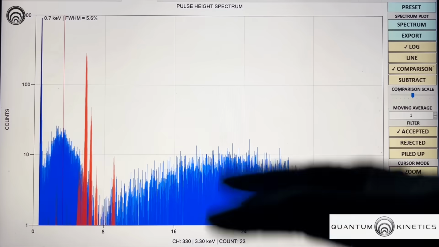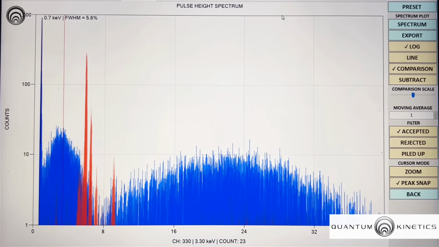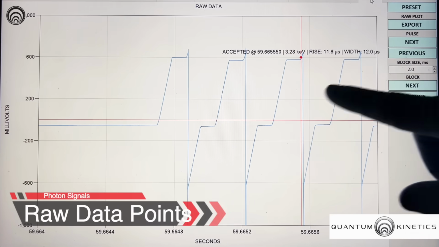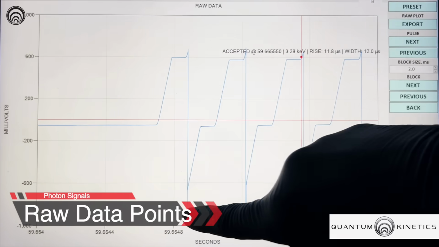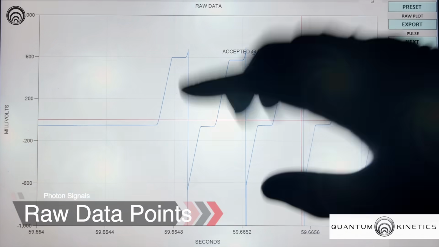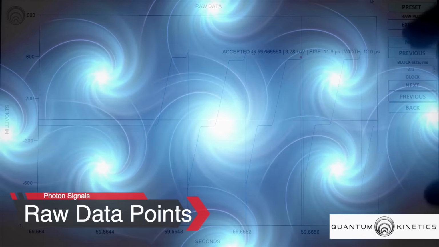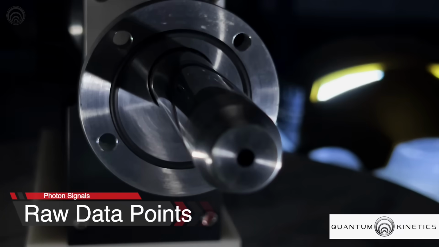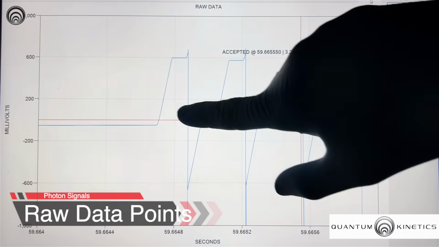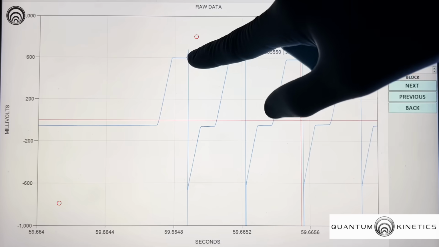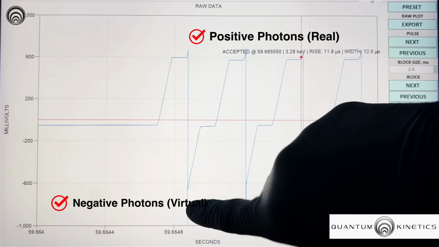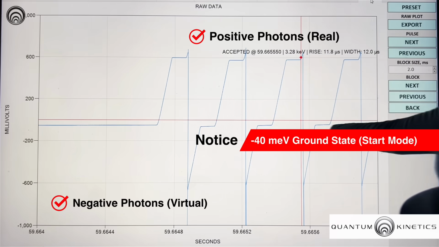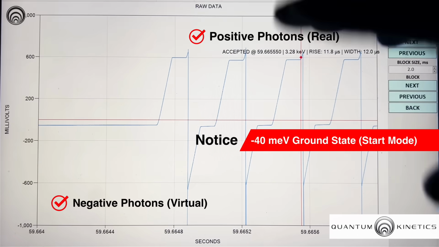Okay, so now that we looked at the spectrum, we're going to look at something called the raw. What the raw means is this is the rise time and the drop time of the photon itself. So this is literally the raw data that's being accepted by the Pulsar SDD. As you can see here, there's a rise time, which would indicate an X-ray, and then there's a drop. Now, typically X-rays will just go right back to 0. That's a typical positive photon, and that's a very normal thing.